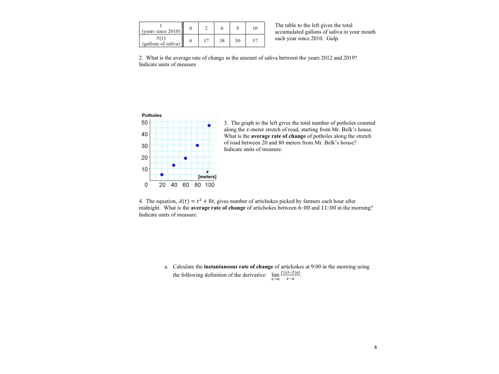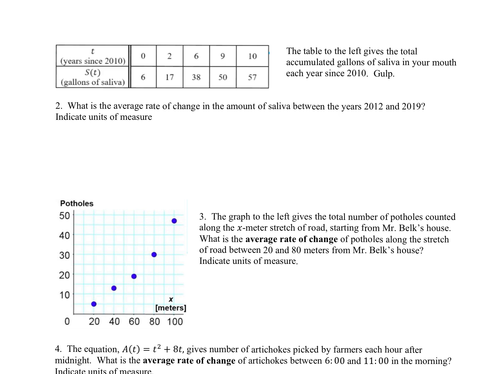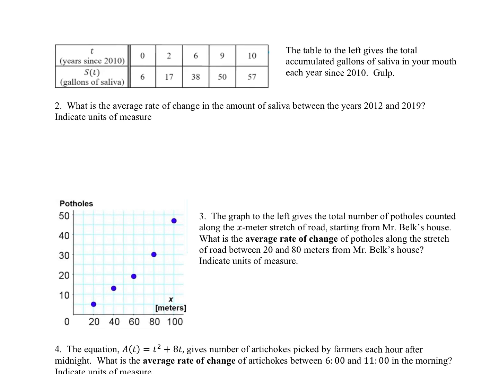So on page 4, it says, the table at the left gives a total, oh, this is actually the grossest example ever. Accumulated gallons of saliva in your mouth every year since 2010. I just added that part. What is the average rate of change in the amount of saliva between the years 2012 and 2019? Indicate units of measure.